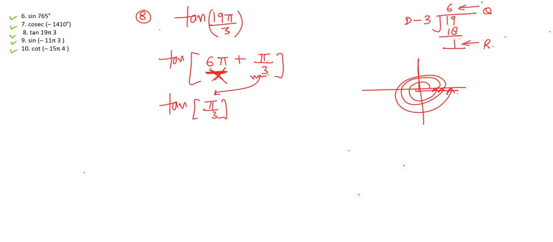So tan pi by 3 is nothing but what? Tan 60 degrees, right? Because pi by 3 is 180 by 3, which is 60 degrees. And tan 60 is root 3. So this is my answer. Next question.